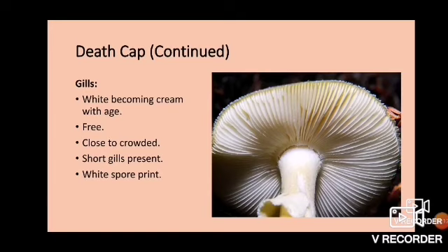So the gills are white, becoming cream with age. They are free from the stipe. You can see they're not touching the stipe at all. They are close to fairly crowded. Short gills are present. There's about 1, maybe 2 between each gill, but there's not a whole lot of them. And then this mushroom, as with all amanitas, produces a white spore print.